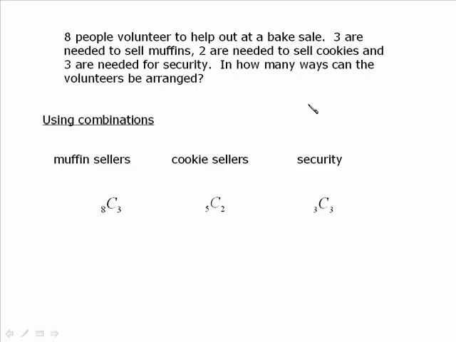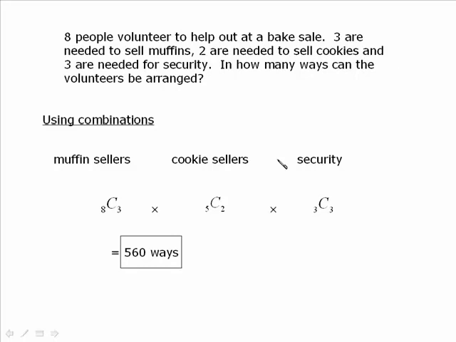And important that we are multiplying. This is not an or question. We're not finding muffin sellers or cookie sellers or security. It's and. So the word and is implied, if not outright stated. And that tells us we multiply. And then you just put it into your calculator, and you should get 560 ways. Now, that's a very common way to do the question.